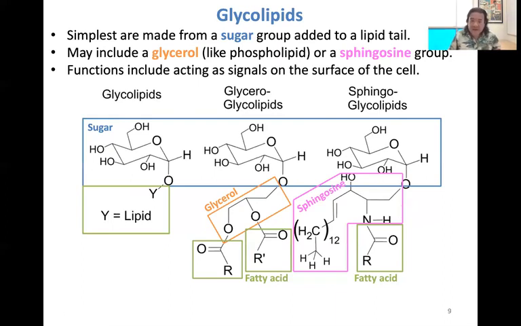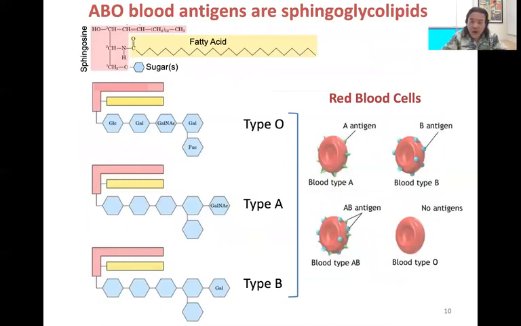Because these are found on the surfaces of our red blood cells. So our ABO blood type is determined by what type of sphingoglycolipid you have on the surface of your blood cells. So on the top here, again, we have that sphingoglycolipid. We have a fatty acid tail and this weird sphingosine group, in pink here. And then you have a sugar. So that's your basic sphingoglycolipid.